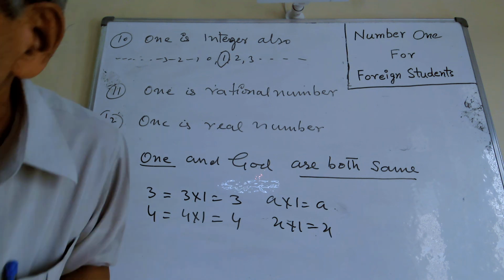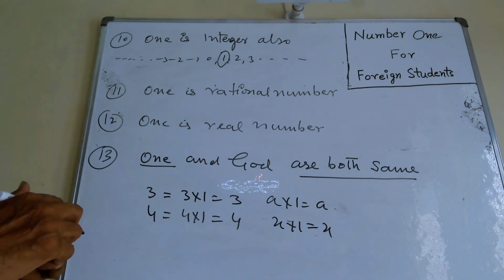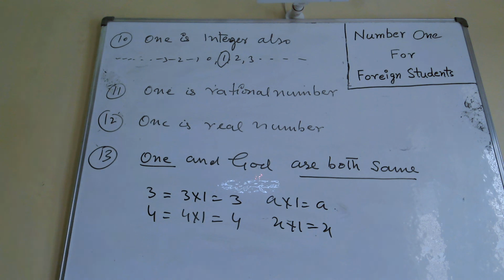So, my dear students, these are the properties of one. I have defined 13 properties of one. So, one is a very important number for mathematics.